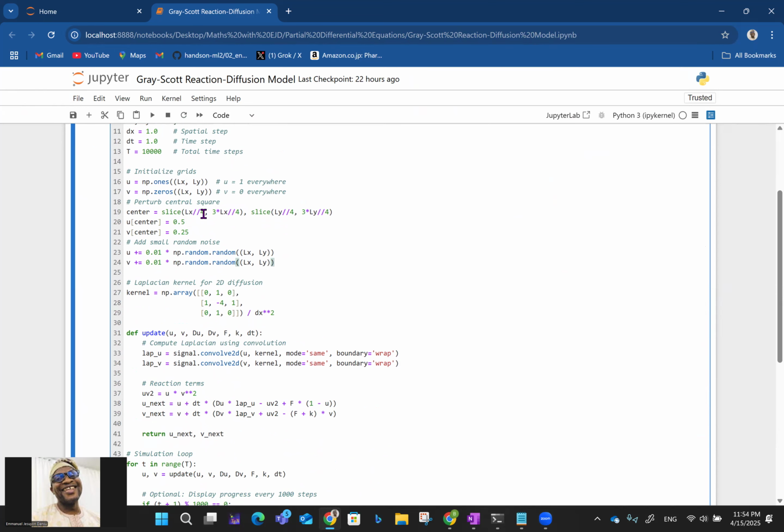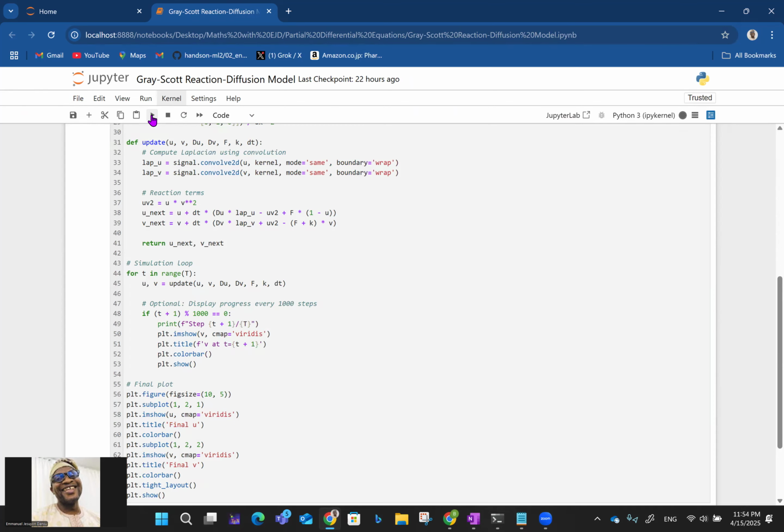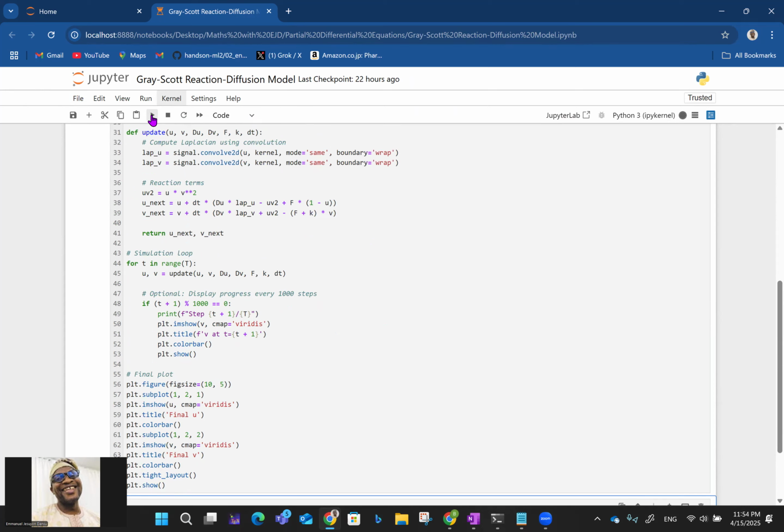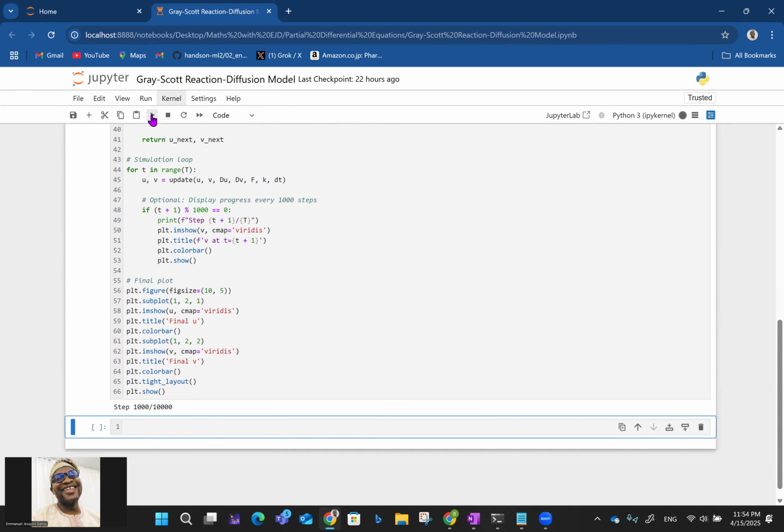The center is this LX over 4 and the rest of them, so you can check that out. You can see it on either Facebook or YouTube. On Facebook, because I can't put it on YouTube. This takes a bit of time because it's a lot of work.